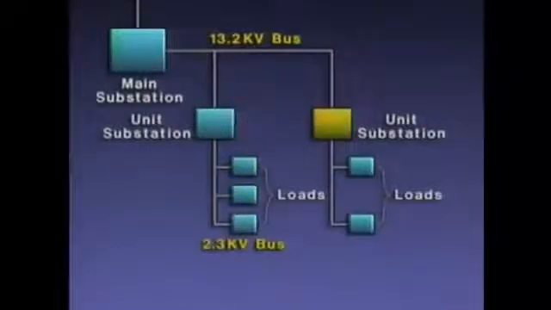Now, this unit substation reduces the voltage from 13.2 kV to 480 volts. This part of the circuit is a 480 volt bus, since it supplies 480 volts to these loads. Most electrical distribution systems have several buses at different voltages. They may also have more than one bus at a given voltage.